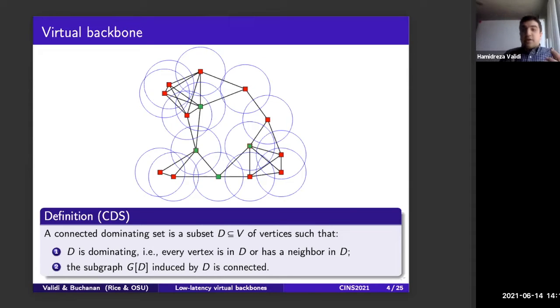A connected dominating set is defined as follows. A subset of vertices D, for example the green vertices, is called a connected dominating set, or a virtual backbone, if any vertex in the graph either belongs to this green set or is a neighbor of it. This defines the dominating set property of this set.